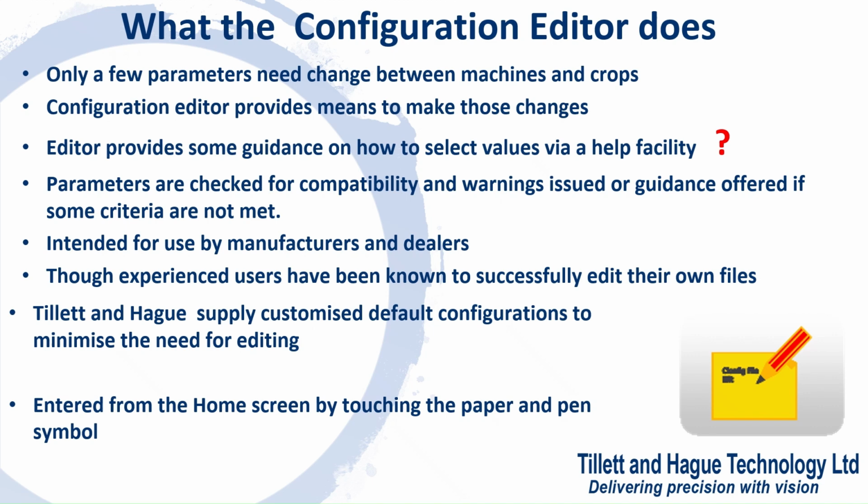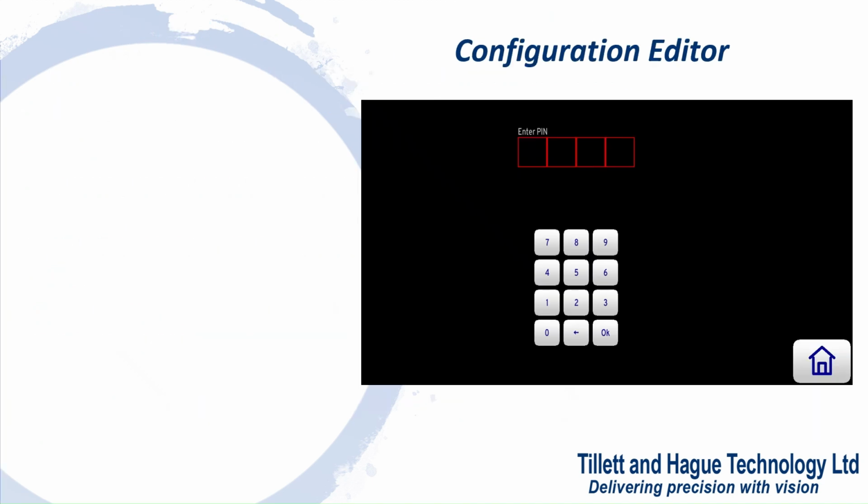You can enter the editor from either the home screen or the advanced settings and diagnostic screen by touching on the pen and paper symbol. Having touched the button, you'll be asked to enter a 4-digit PIN code. This is not intended to be high security, but should prevent the casual user from accidentally getting into a position where they can alter important settings, though you should always have a backup file ready just in case. See video 5 on how to take a backup. The default code is 1234.